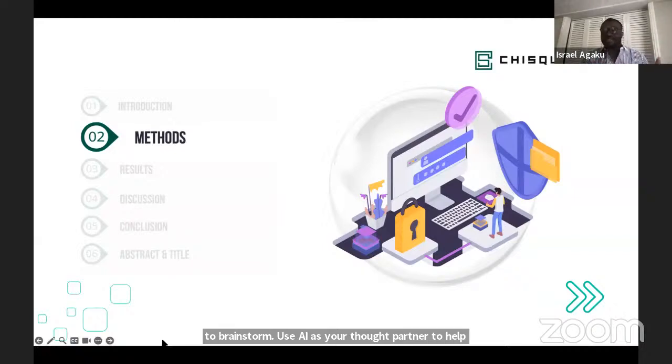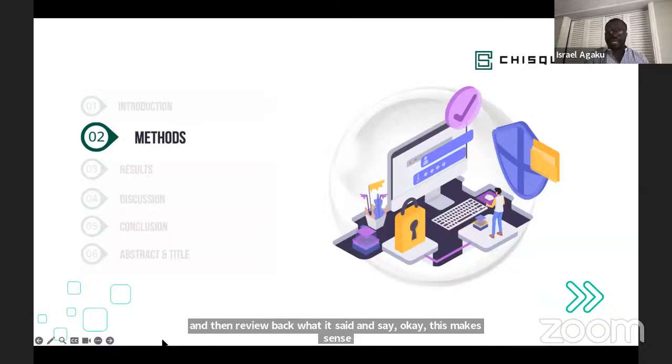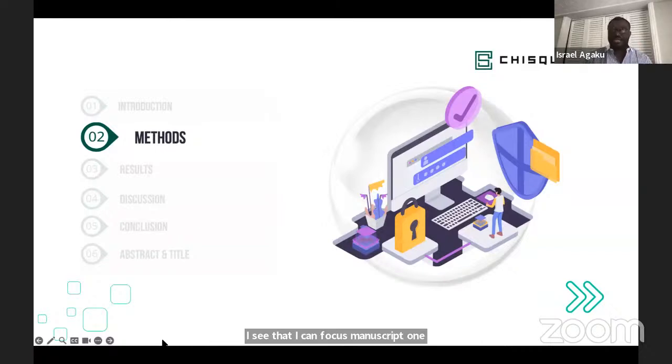Say, okay, I have this methodology here. What part of this methodology do you think can be separated into two distinct manuscripts that are non-overlapping or very distinct? It's going to throw some ideas to you, and you can interact and review what it said and say, okay, this makes sense. I see that I can focus manuscript 1 on XYZ and manuscript 2 on ABC. And so the introduction, methods, results, and discussion for paper 1 will have to be focused on ABC, and for paper 2, we'll have to focus on XYZ. So you're going to have two different things entirely, if that's the route you want to go. I hope that's clear.